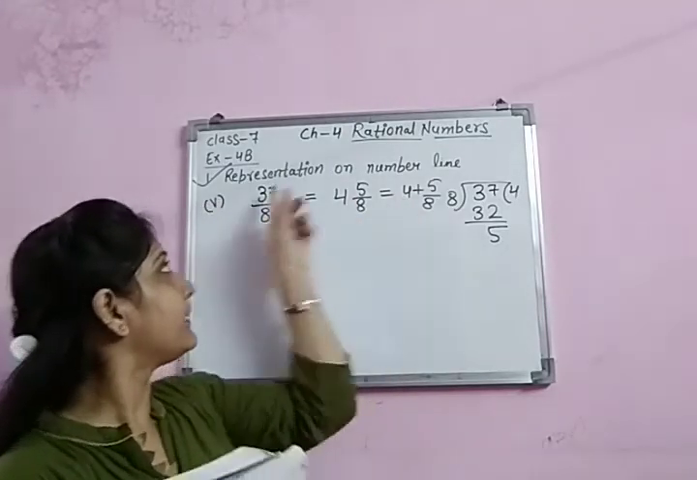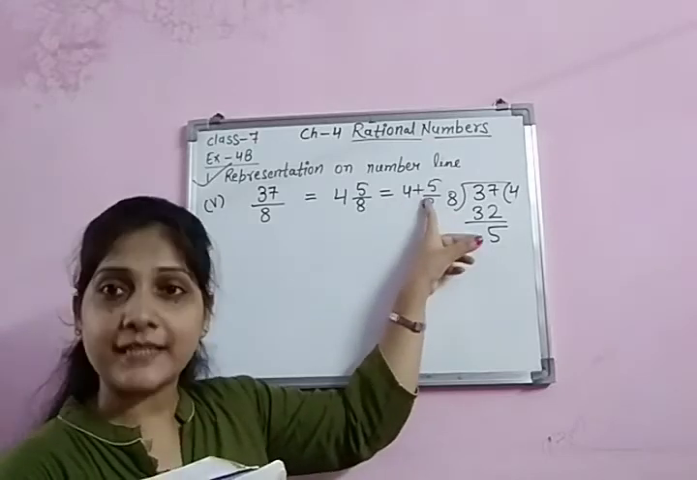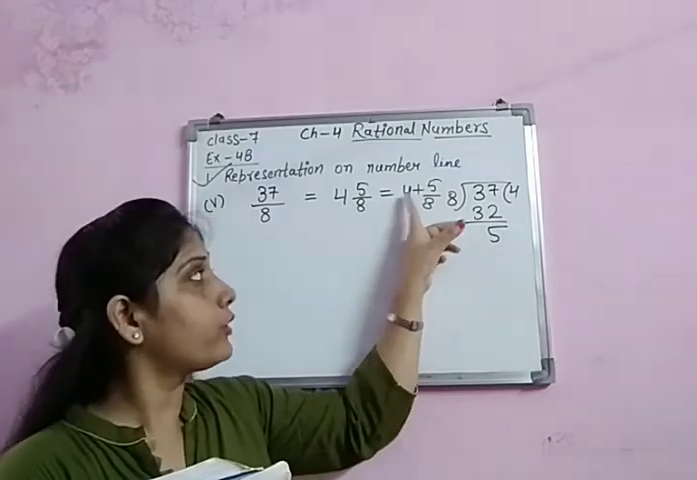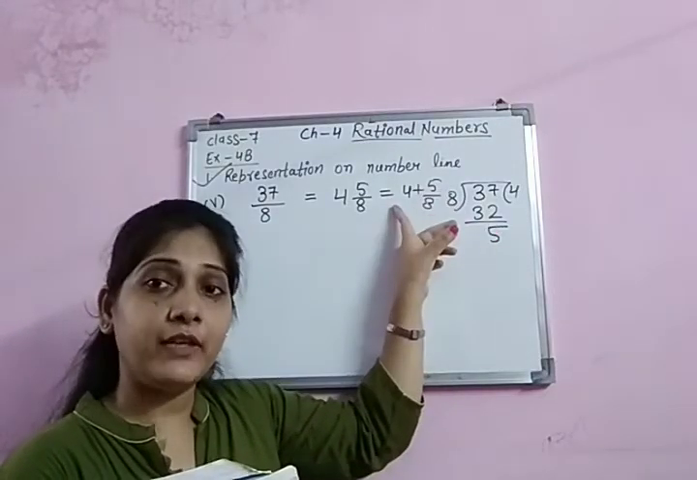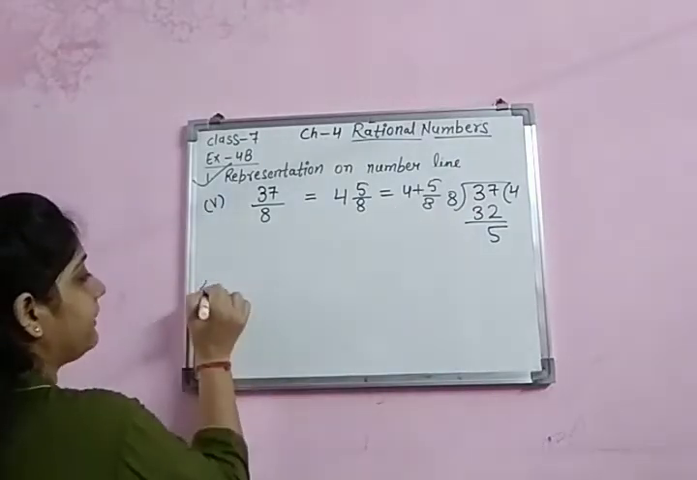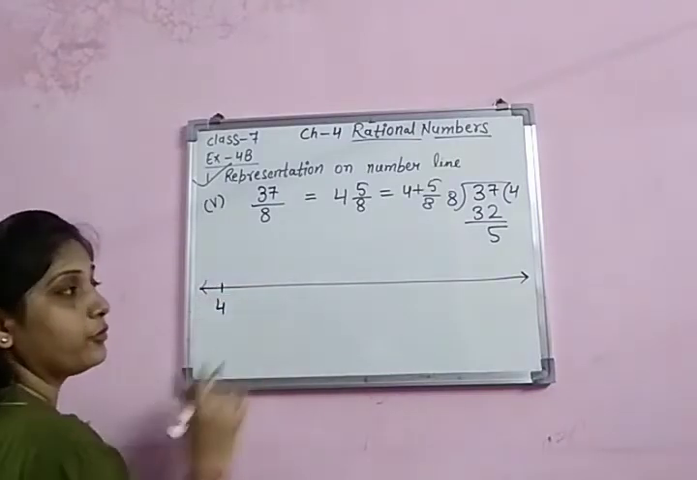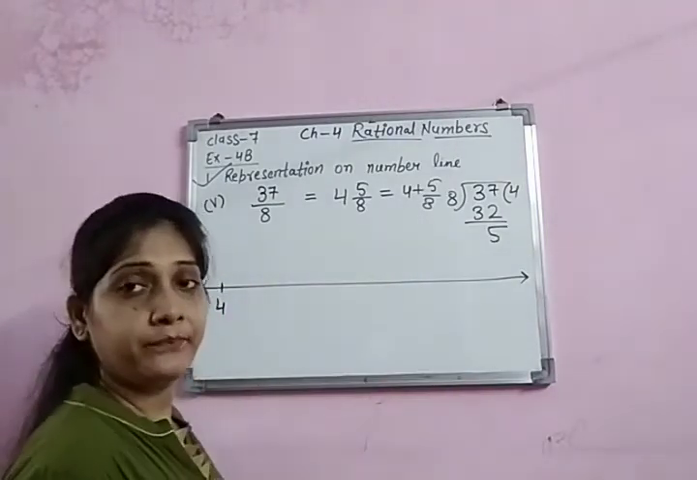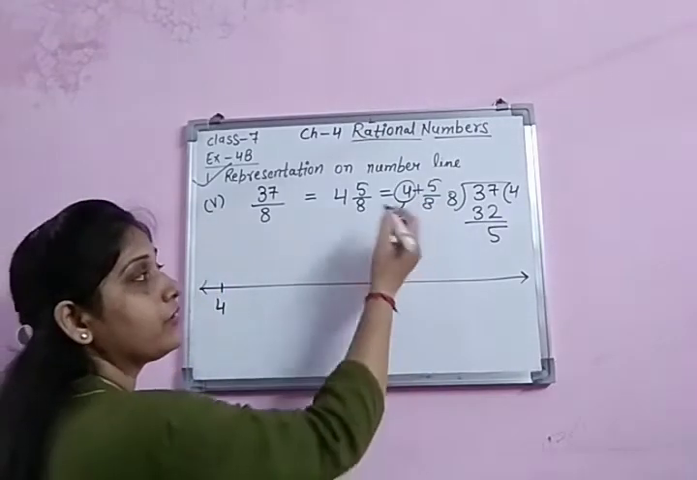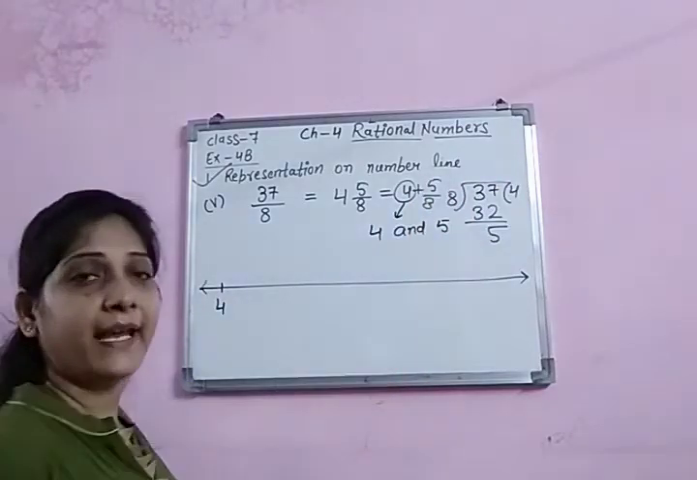It shows that 37 by 8 is greater than 4, because we are doing 4 plus something. So it is greater than 4. It means 4 plus a proper fraction. So between 4 and 5 it will exist. So when we make the number line, we have to make it between 4 and 5. So I have to write 4 here and 5 will be there. Now this whole number tells us between which two numbers our number line will be. 4 and 5, the next one.